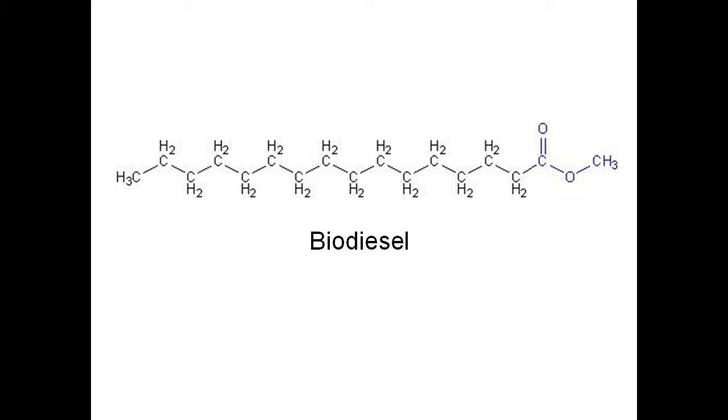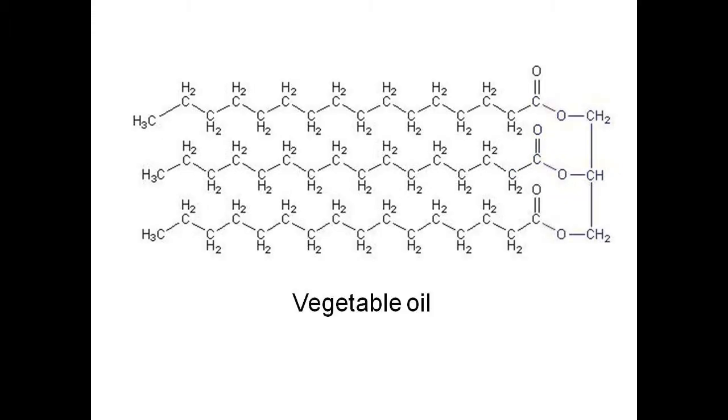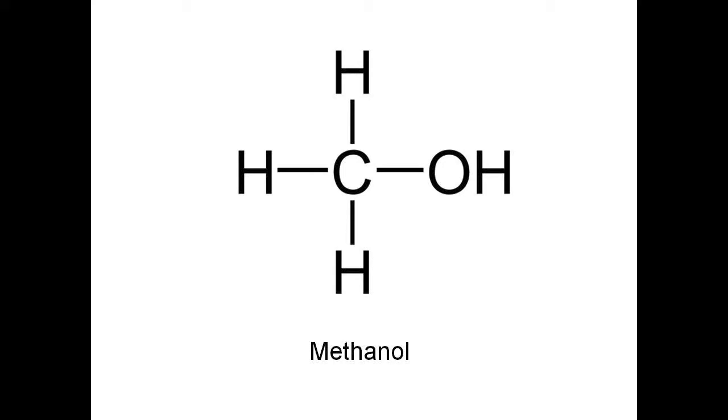In the transesterification of biodiesel, we are essentially converting vegetable oil into biodiesel. This reaction can be carried out because vegetable oil, like biodiesel, is an ester. This is a typical structure of vegetable oil. In the transesterification process, methanol is added to vegetable oil.